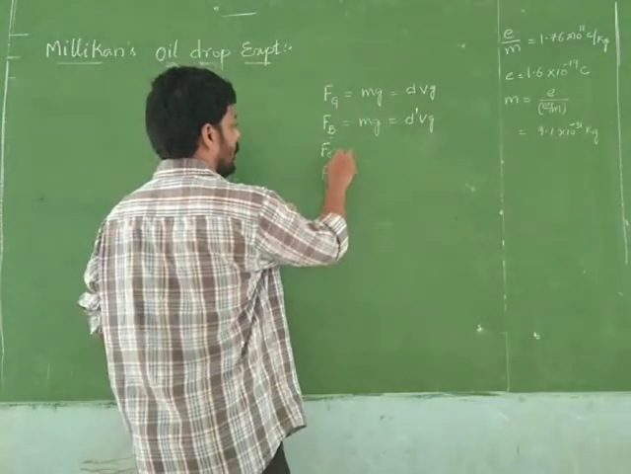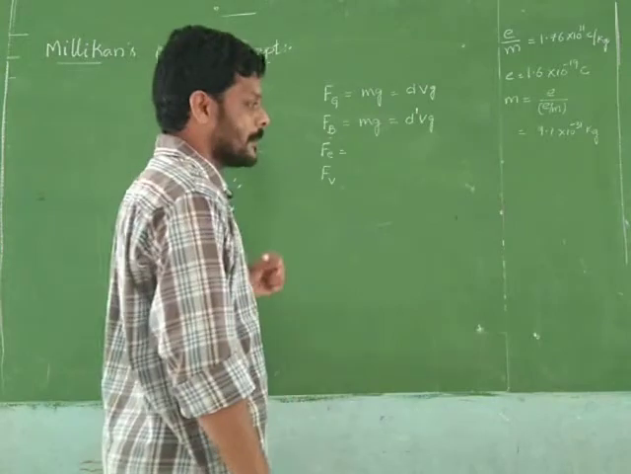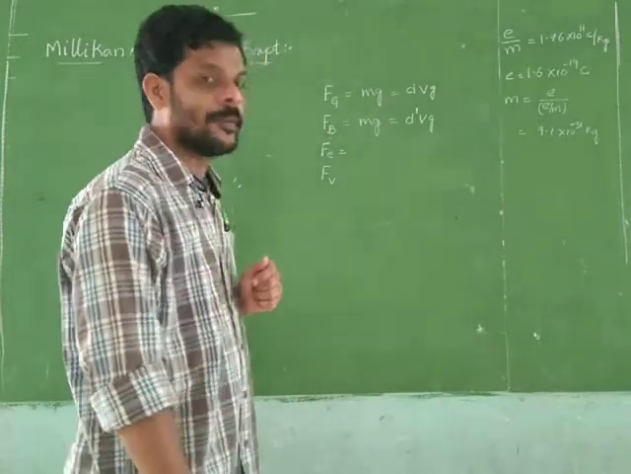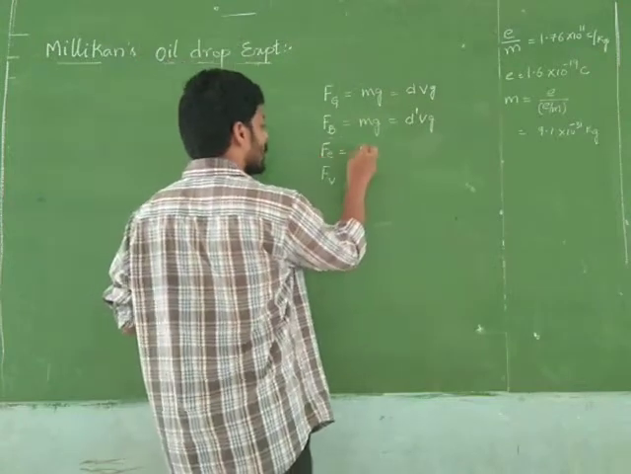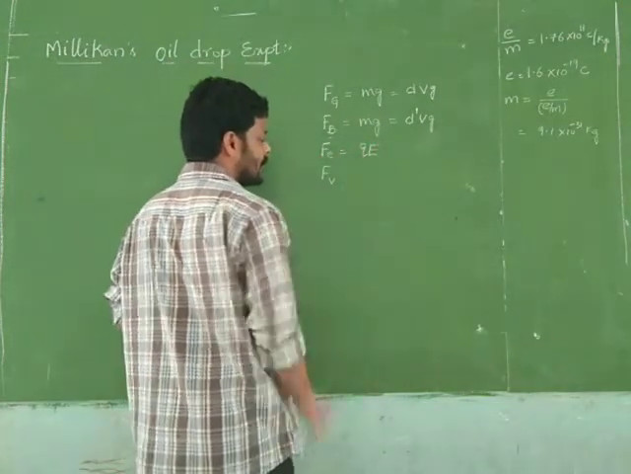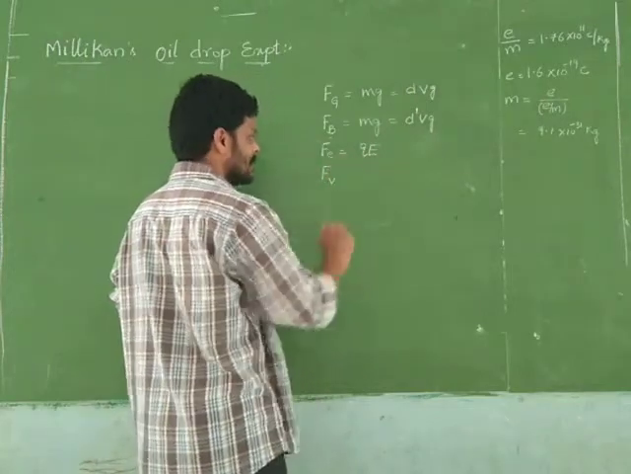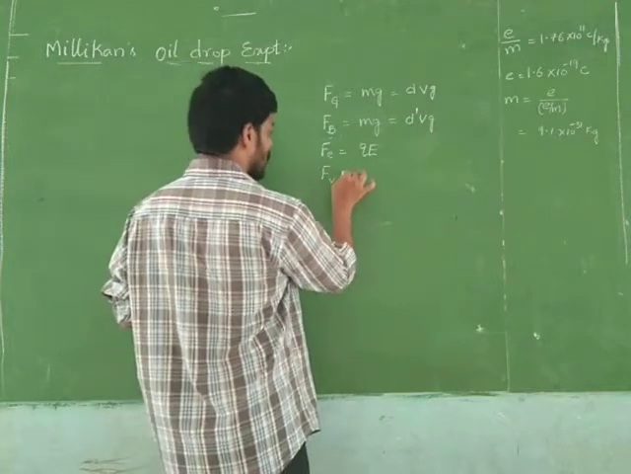Next, electrostatic force. If q is the charge of the particle moving in an electric field of intensity E, the force experienced by the particle is qE, where q is the charge of the particle and E is the field intensity. Next, and the last, viscous force.